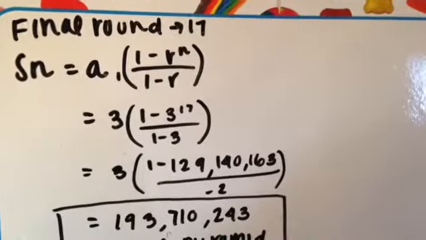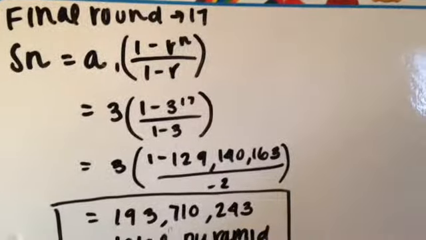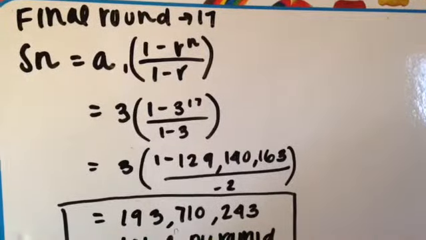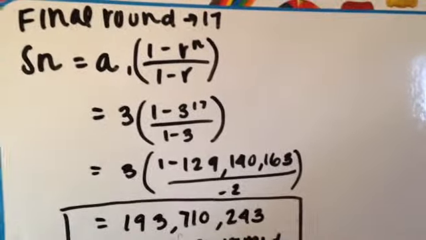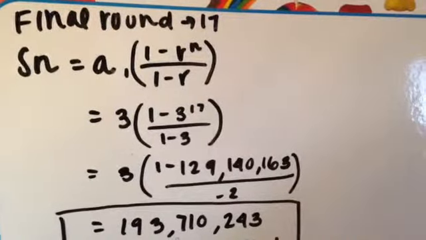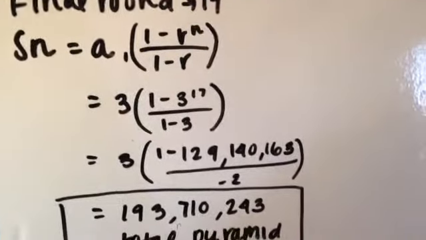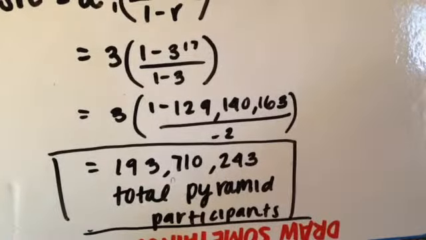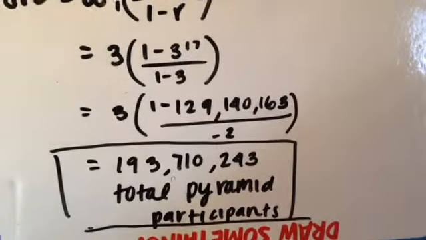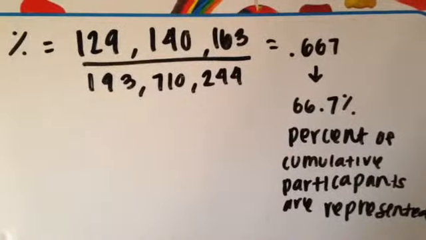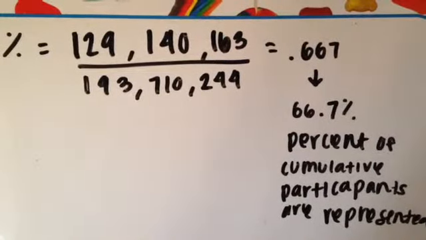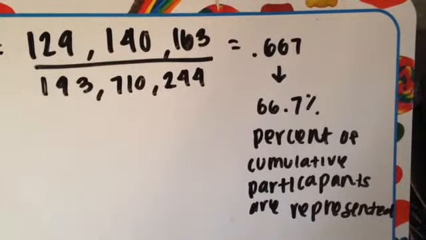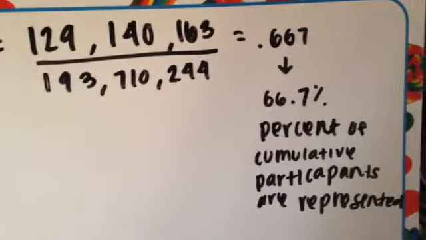So in order to find the percentage of how many participants in the 17th round represented the cumulative participants, we have to find how many participants there were in total. We're going to use the same formula and plug in all your values, and you're going to get 193,710,243 total pyramid participants. You have to divide your new recruits of the 17th round by the total participants, and the new recruits of the 17th round represent 66.7% of the cumulative participants.